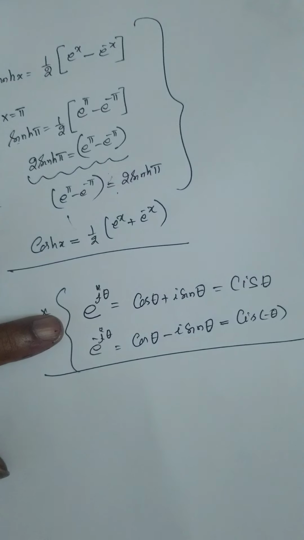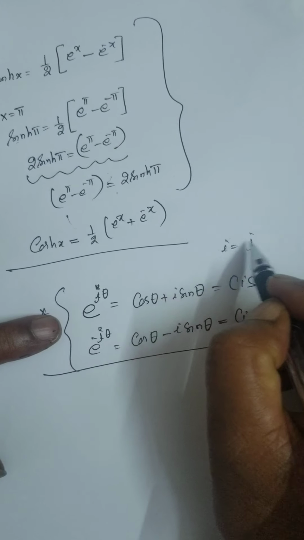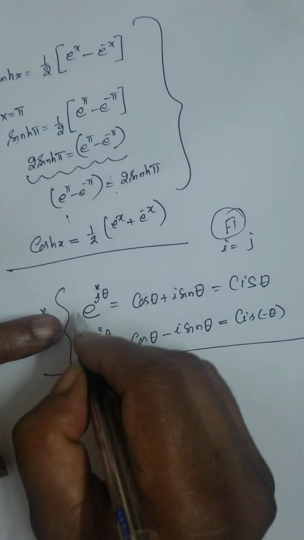J operator, because instead of I they will use J. Because IJK, I is what? Square root of minus 1. There it is going to be useful. If you add these two, what will you get?